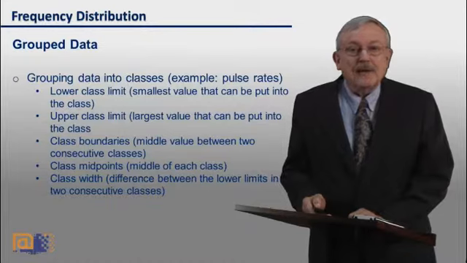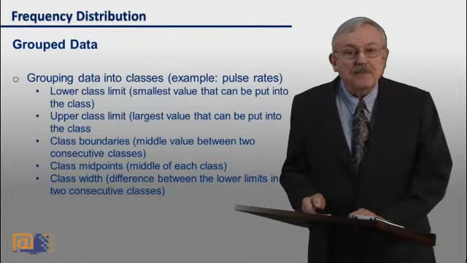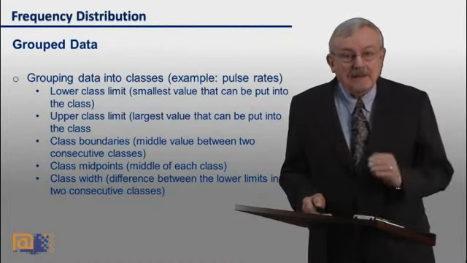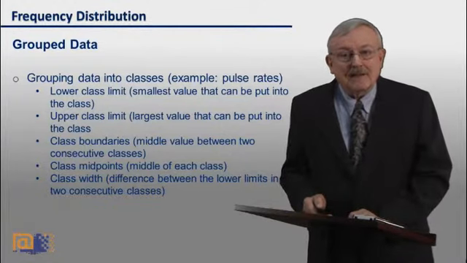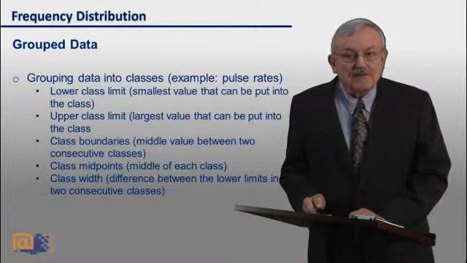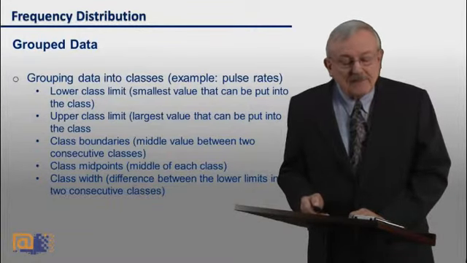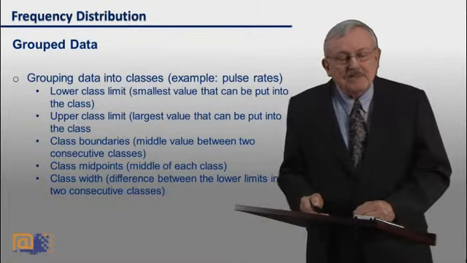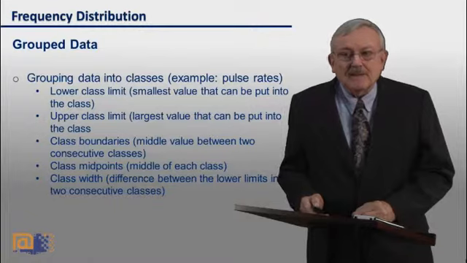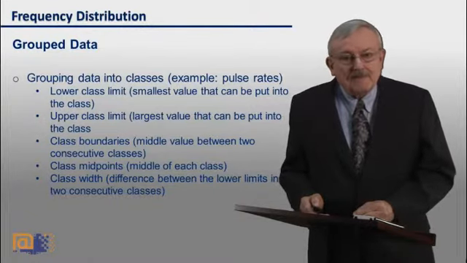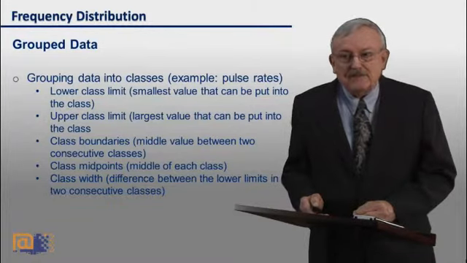Each class interval has a lower class limit and an upper class limit. It has class boundaries, which is the midpoint between each class and the next class. We have class midpoints, the middle of each class, and each class has a class width, which in the example we're going to be using is a class width of 20, but for any given class interval, the class widths need to be the same for each class.